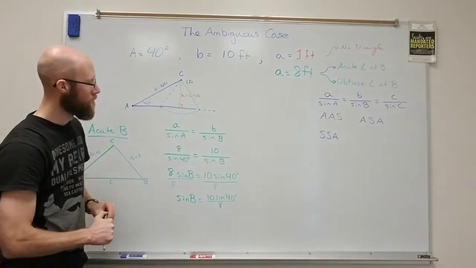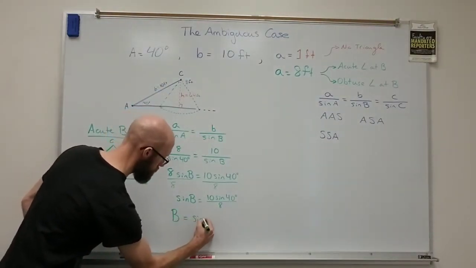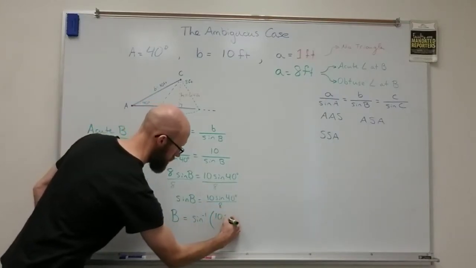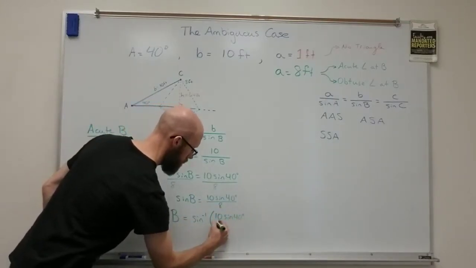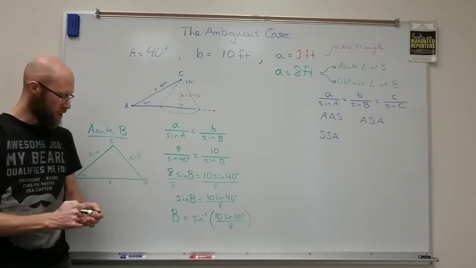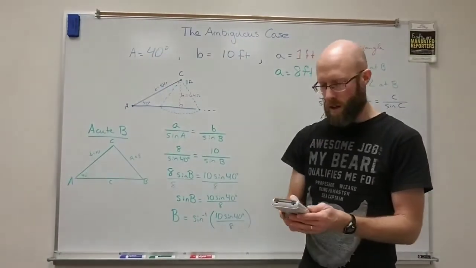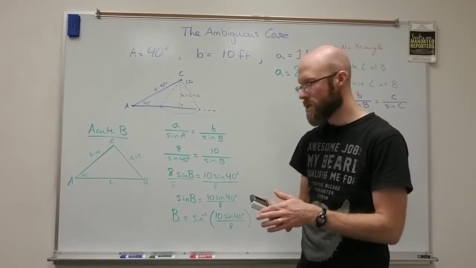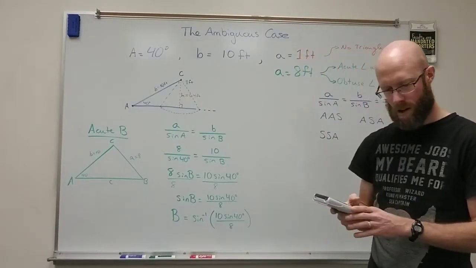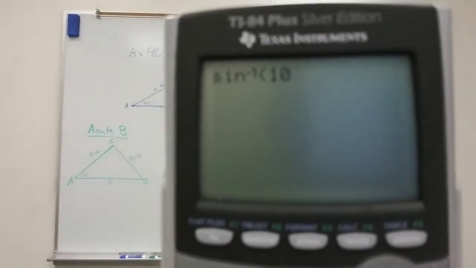Okay? So the inverse sine, B is going to be the inverse sine of this expression, 10 sine 40 all over 8. You got to be really careful punching that into a calculator. Okay? So I'm going to punch in inverse sine of 10. Now maybe I'll show you this as I go here.